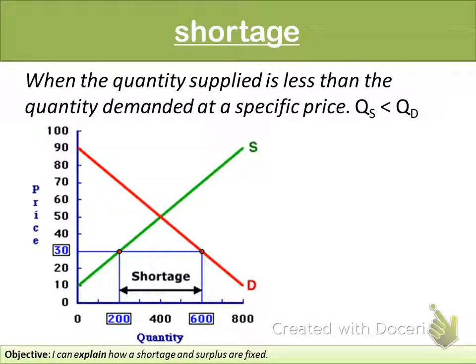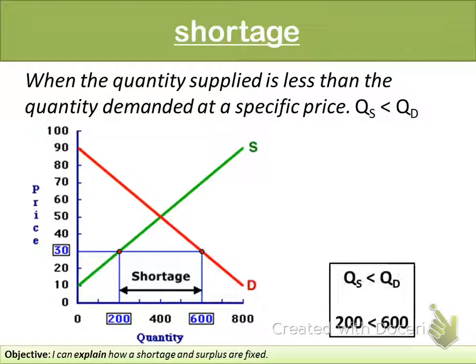Then we have a shortage, and the formal definition is the quantity supplied is less than the quantity demanded at a specific price. So Q sub S is less than Q sub D. You could also say Q sub D is greater than Q sub S. We can see that with this example: at a price of $30, we are supplying 200, but at $30 the demand is 600, and so 200 is less than 600. So our question is, how do we fix this? How do we correct this? How do we get this to equilibrium?